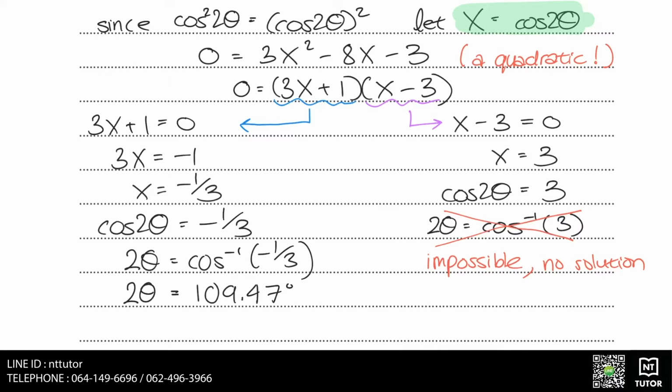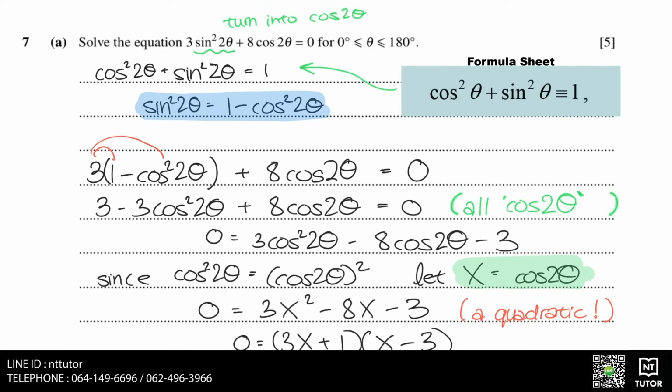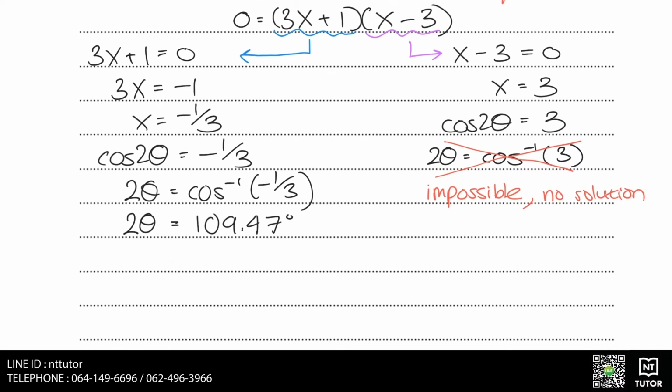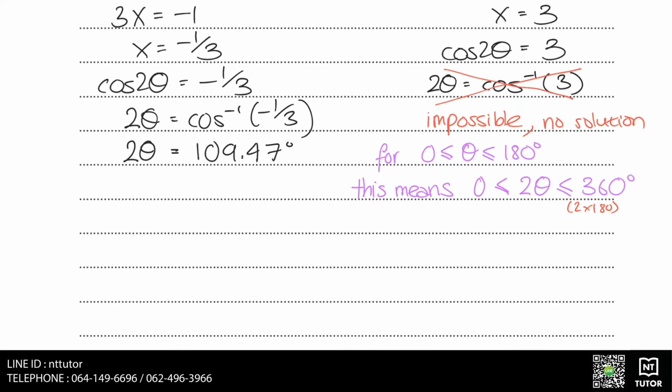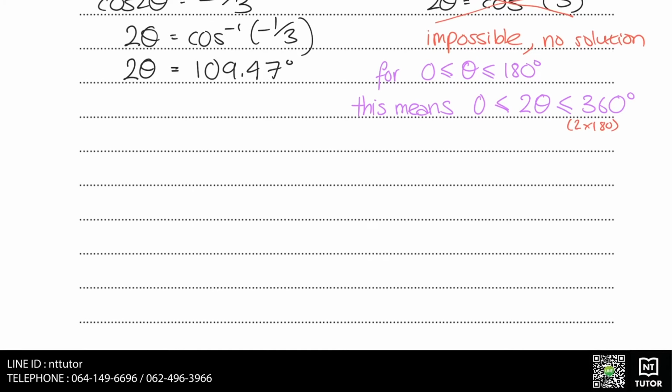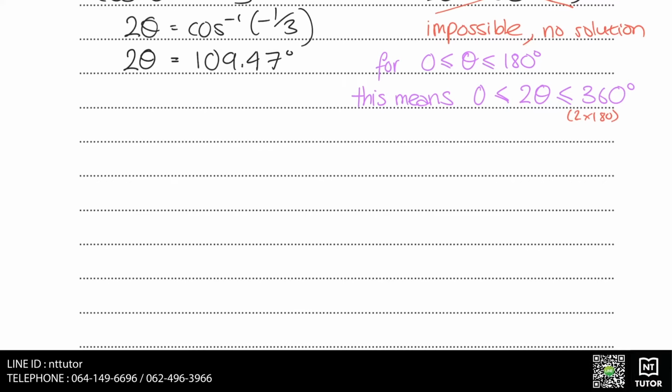Whenever we do inverse cos, inverse sine, or inverse tan, there can always be more than one answer, depending on the range of values we are looking at. The range of theta is from 0 to 180. But in this case, we're working with 2 theta, therefore the range for 2 theta must be from 0 to 360. So we need to find all angles from 0 to 360 that correspond to our value.